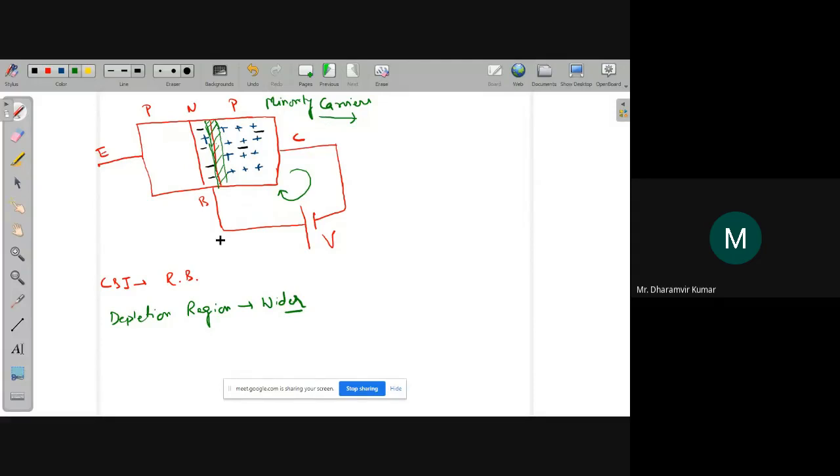And what about holes, which are minority charge carriers in the base? Holes or electrons or both? Sir, electrons. Electrons are the minority charge carriers for the p-type collector, right? Yes. But sir, what will happen to the minority charge carriers of the base, which are nothing but holes? They will neutralize.